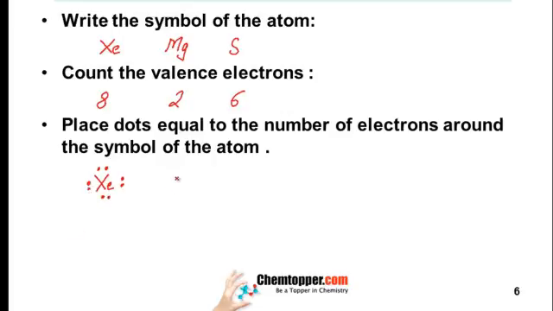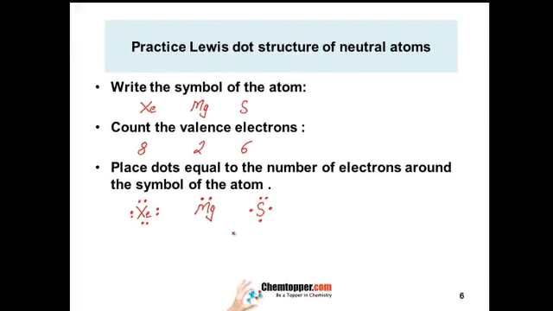In case of magnesium, there is a pair of electrons in the s orbital. So these electrons will appear as a pair only. In case of sulfur, we are going to place a pair of electrons first, and then we are going to place 1 single electron around 3 sides of the sulfur. Now you can see that we have placed in total 5 electrons. So 1 is left. So that electron will pair up with one of the electrons of the p orbital.